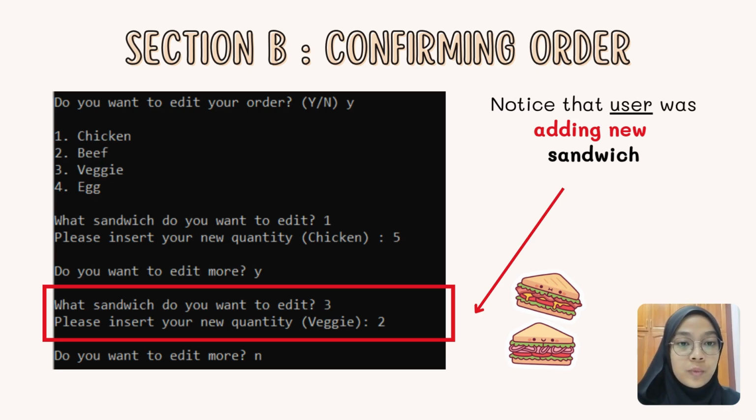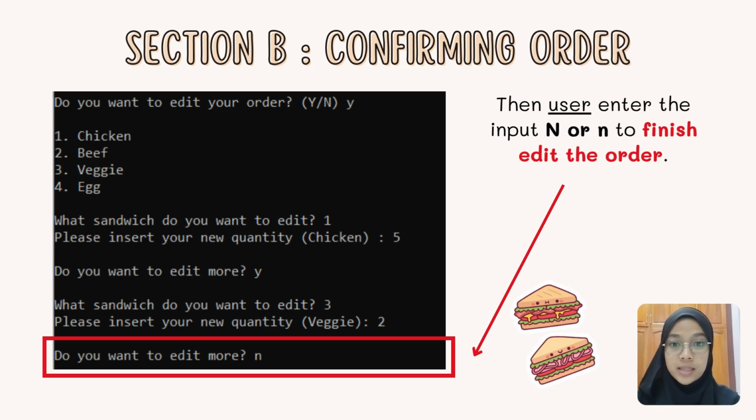Then, when the system asks, what sandwich do you want to edit? The user inputs 3, which is a new type of sandwich, the veggie sandwich, which was not in the previous order. Then the system asks, please insert your new quantity, and the user inputs 2. So notice that the user was adding a new sandwich. Okay, for this section, confirming order and edit order, the user can actually edit the existing order or add new sandwiches. Then after the user is done editing the order, the user just needs to enter the input N to finish the edit order.